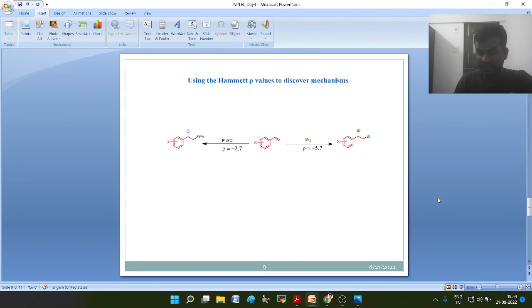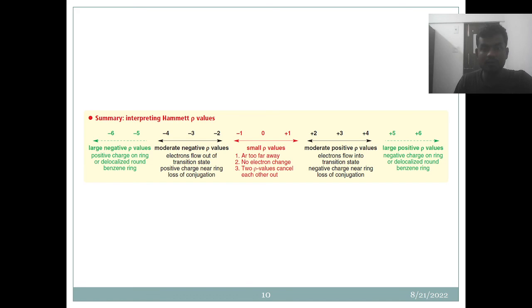Now, I would like to summarize this within this slide. Whatever I have talked about is mentioned in this slide. First, if you have a small rho value, minus 1 to plus 1, it means that the reacting center is far away from the aromatic ring, or there is no electron change, like in the Diels-Alder reaction. Then the hydrolysis of a normal aliphatic carboxylate, in which the benzene ring is far apart, or two rho values cancel each other out. So this is one situation.